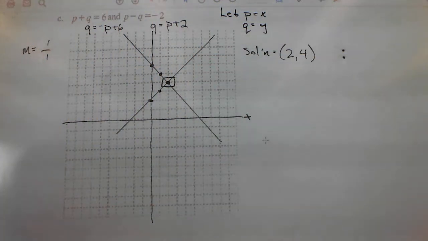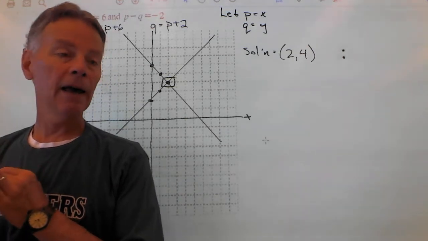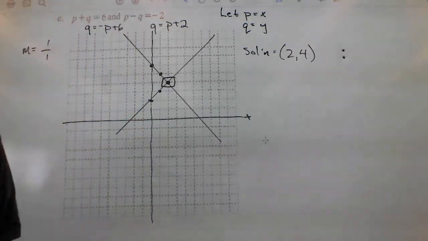Okay, so again, remember, the solution is the place where the lines intersect. And once you graph them, that becomes fairly apparent. Okay?